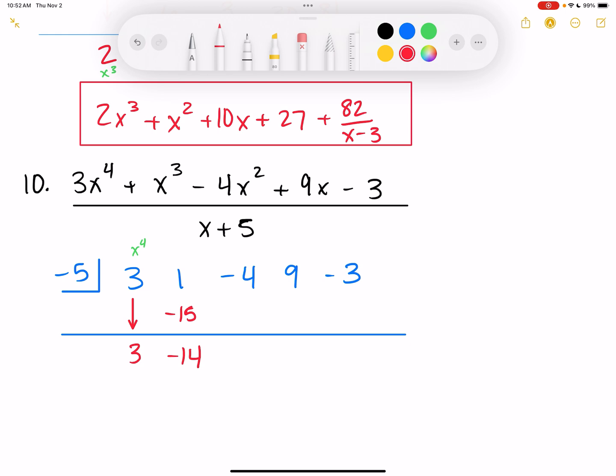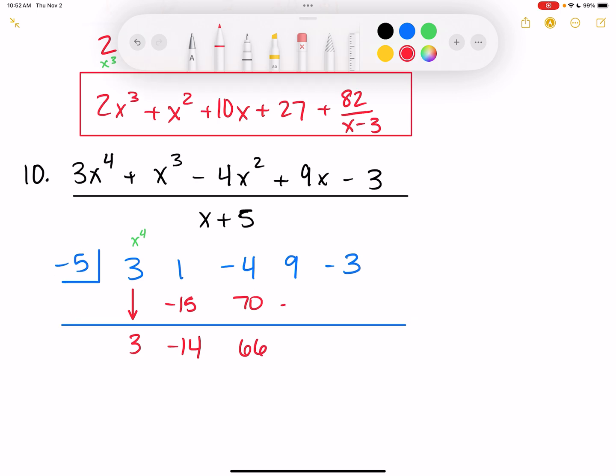-14 times -5 is +70. Minus 4 is 66. Times -5 is -330. Plus 9 is -321. Times -5 is 1605. Minus 3 is 1602. These are some fun numbers there.